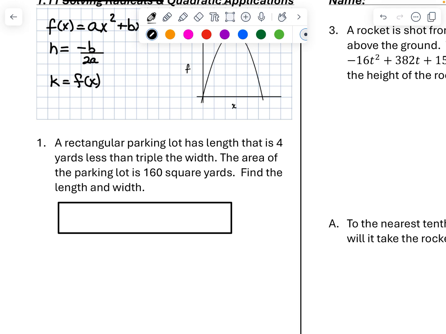Excellent. If this is the width, the length is equal to 4 less than triple the width. So the length is equal to 3 times the width minus 4. It also tells us that the area is equal to 160 square yards.